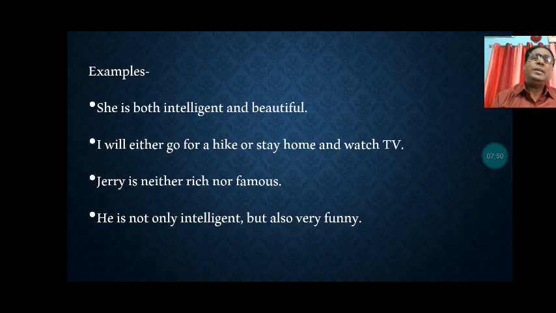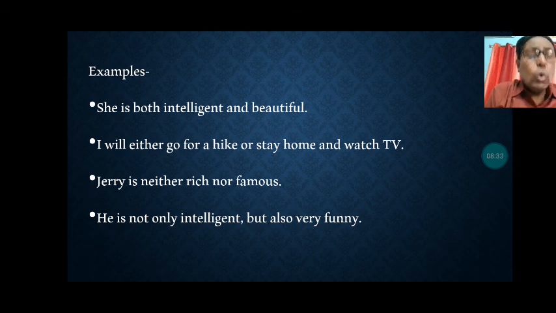Jerry is neither rich nor famous. In this sentence, this pair of words, neither nor, are correlative conjunctions. These words are joining the adjectives rich and famous. Jerry is neither rich nor famous. He is not only intelligent but also very funny. Not only but also: these are correlative conjunctions.